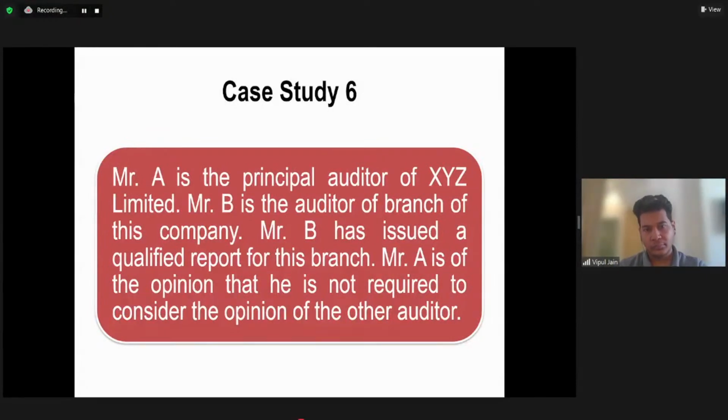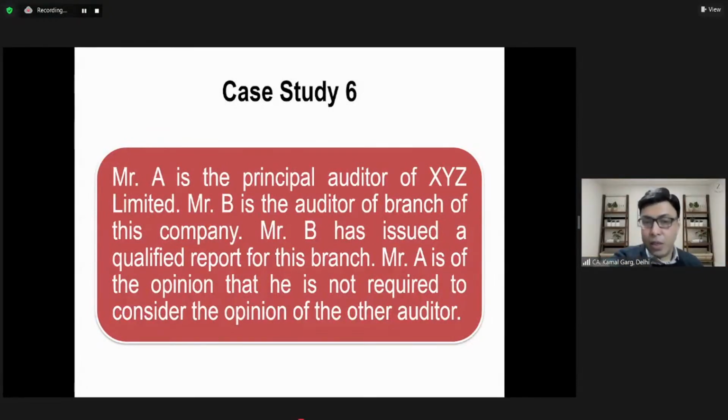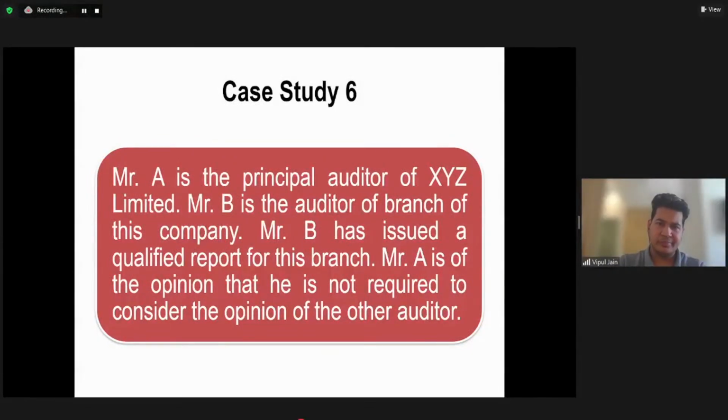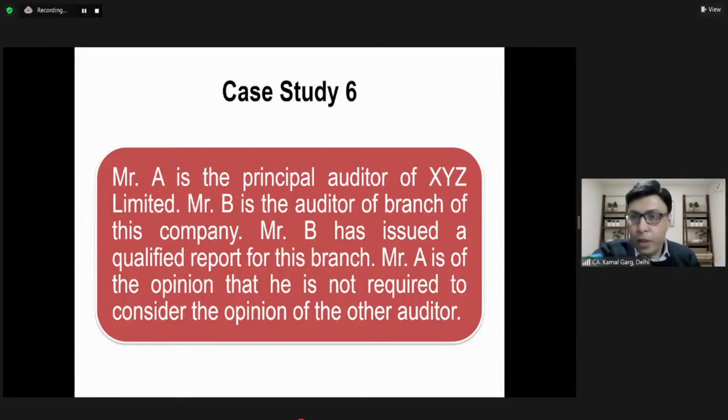Mr. A is of the opinion that he is not required to consider the opinion of the other auditor. So the head office auditor says, I'm not duty bound to consider the report given by Mr. B. Is he correct? One thing is certain, you will document the copy of the branch auditor's report. That is beyond doubt. But now the main auditor, Mr. A, says, I'm not duty bound to read the report of Mr. B and consider the same while issuing the final audit report. Is he correct?